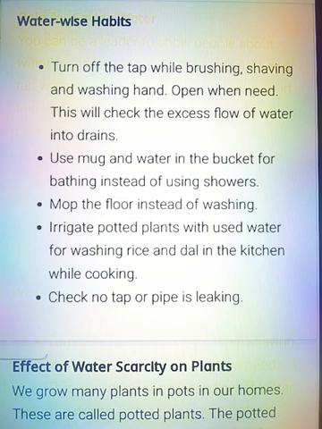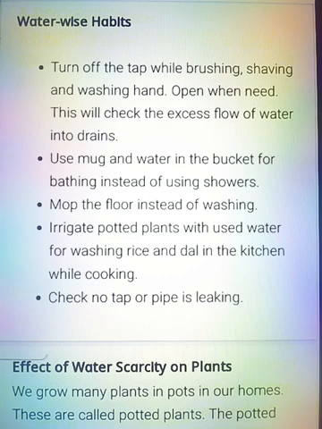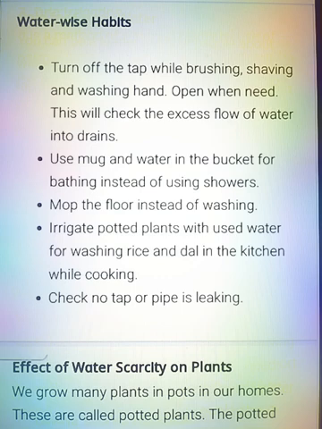Water-wise habits. Turn off the tap while brushing, shaving and washing hands. Open it only when needed. This will check the excess flow of water into drains. Use a mug and water in a bucket for bathing instead of using showers. Mop the floor instead of washing. Irrigate potted plants with used water from washing rice and dal in the kitchen while cooking. Check that no tap or pipe is leaking.